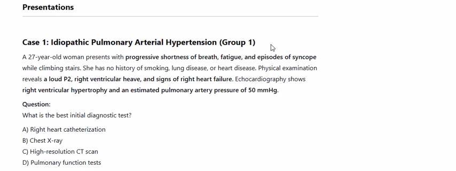Physical examination reveals a loud P2, right ventricular heave, and signs of right heart failure. Echocardiography shows right ventricular hypertrophy and an estimated pulmonary artery pressure of 50 mmHg. Question: what is the best initial diagnostic test? A. Right heart catheterization. B. Chest X-ray. C. High-resolution CT scan. D. Pulmonary function tests. Answer: A.